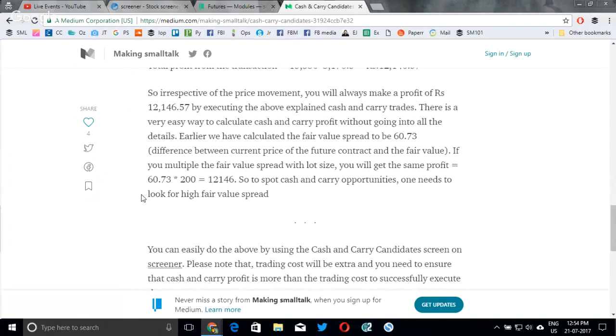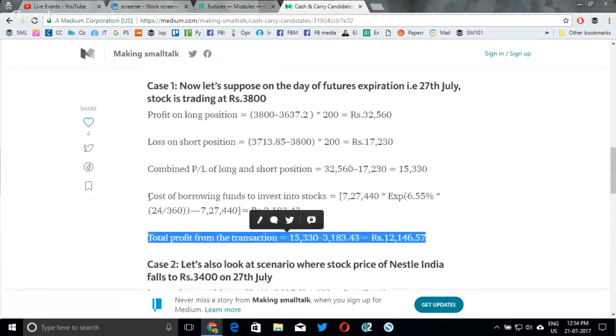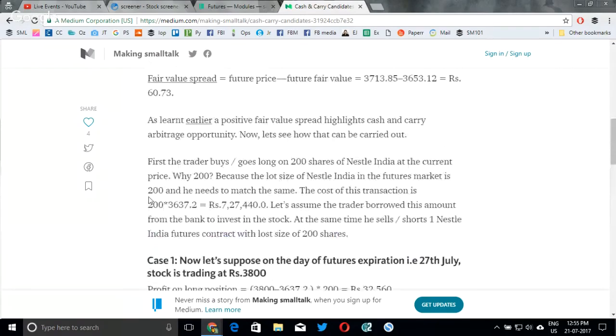So this is how a cash and carry arbitrage trade is executed, but there is also a very easy and quick way of calculating how much profit can be realized by putting on a cash and carry arbitrage trade. If you remember, the first thing that we calculated to ensure whether there is a cash and carry arbitrage opportunity was to find out the fair value spread.